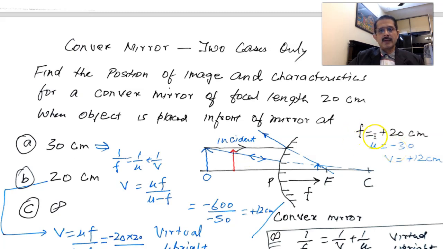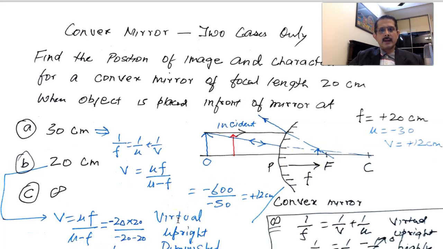If we solve it, f is equal to plus 20 centimeter. I always said that the focal length of a convex mirror is always positive, so just put it and you'll get v as plus 12 centimeters. So this would be 12 centimeter.